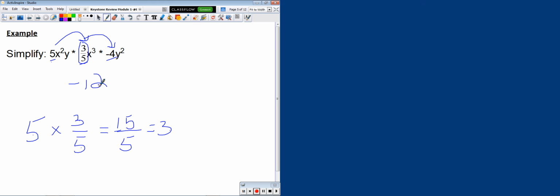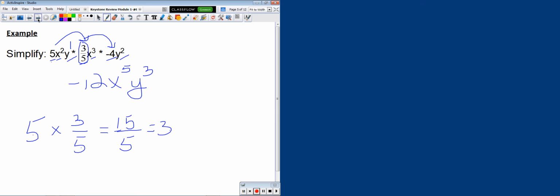And then as far as the x's go, I got x squared here, I got x cubed here. So once again, variables are the same, so I can add the exponents. 2 plus 3 is 5, so this would be x to the fifth. And then for the y's, you have here y to the first, and then y squared. 1 plus 2 is 3, so this would be y cubed.